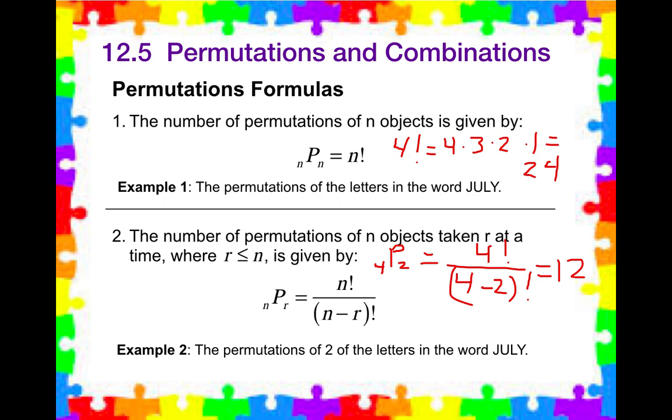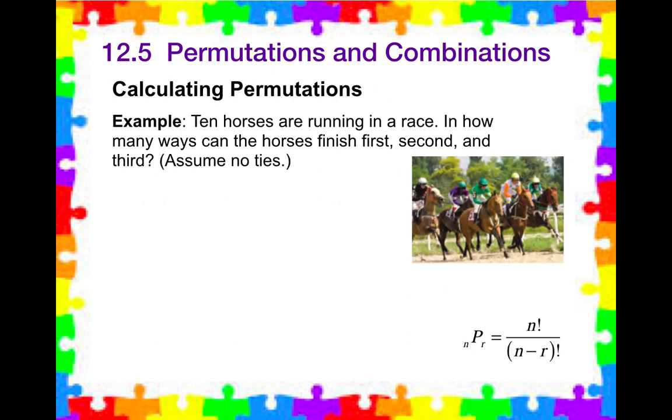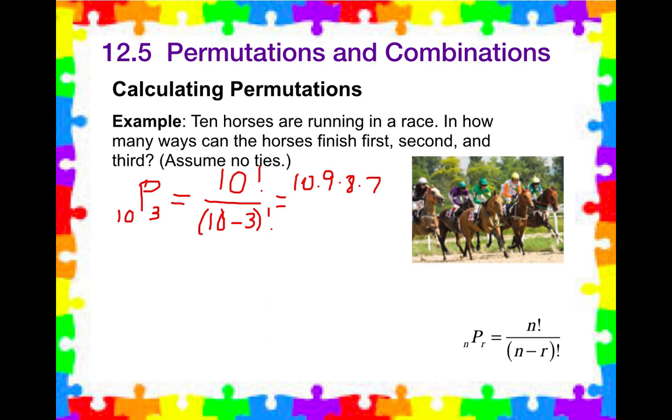Except here's our formula. Let's calculate the 10-horse race. If 10 horses are running in a race, how many ways can the horses finish first, second, and third? So that's 1, 2, and 3. So then we have the permutation of 10 horses, and we're going to choose out 3 for those 3 winning places. So that's going to be 10 factorial over 10 minus 3 factorial. And that's the same thing as saying 10 times 9 times 8 times 7 factorial.